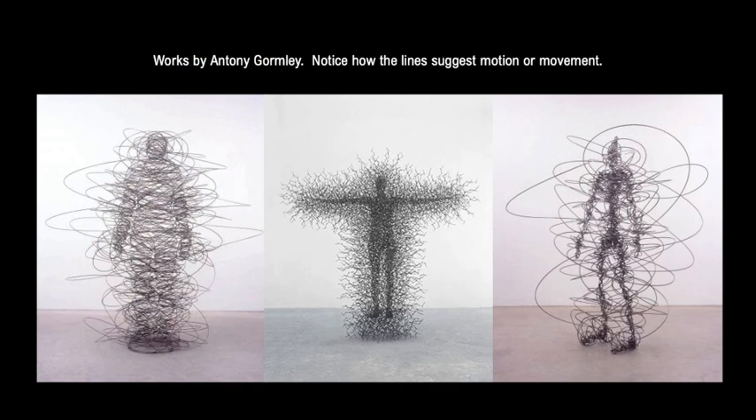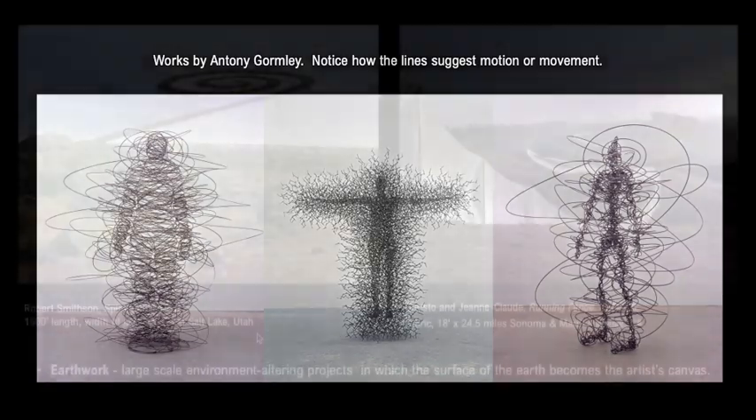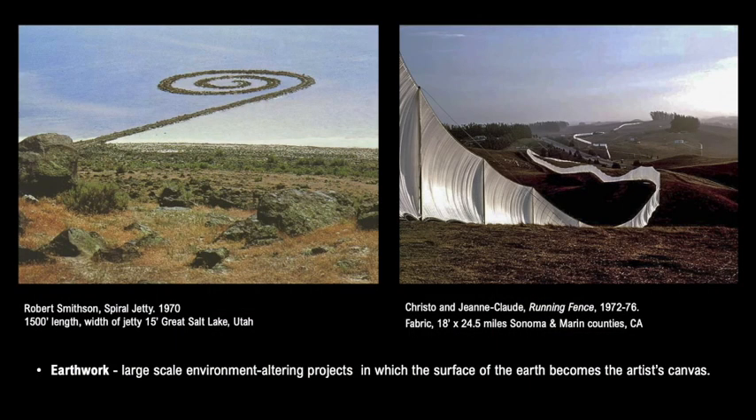Now, let's take a look at the works by Antony Gormley. Notice how the lines seem to suggest motion or movement. Here we can see some very famous earthworks. The Spiral Jetty on the left and the Running Fence by Christo and Jean-Claude on the right. Both of these site-specific earthworks use this idea of line.